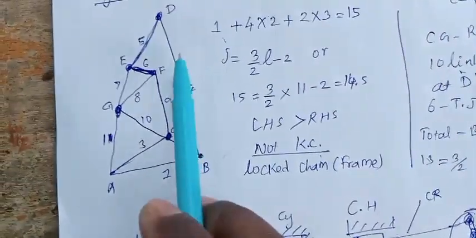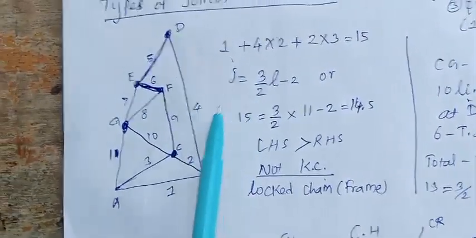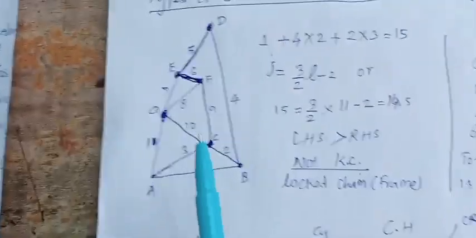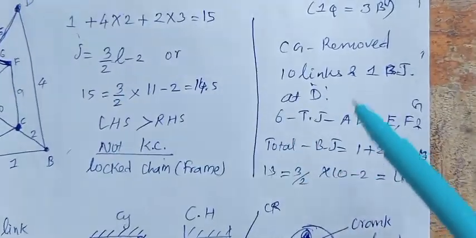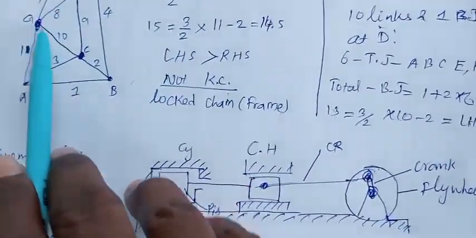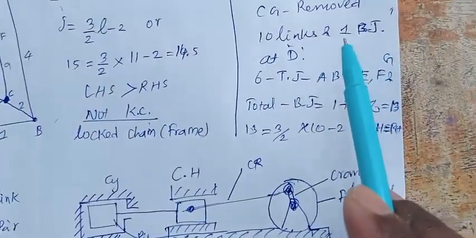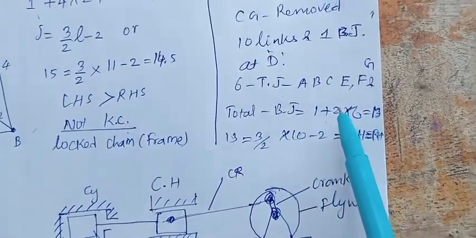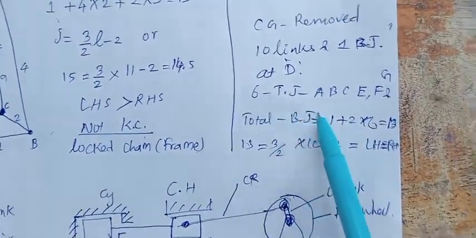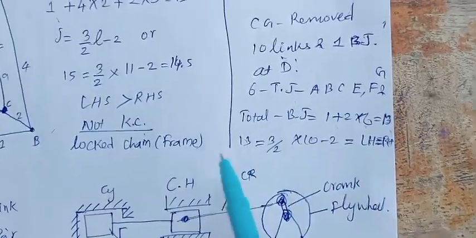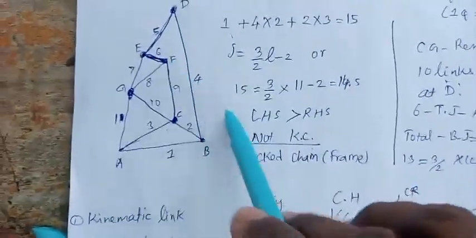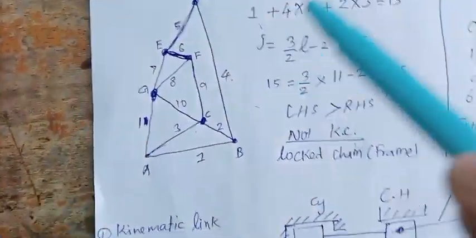Here you see the 4 binary joints and 2 quaternary joints. That is the idea, just you find out this. So in this case we have removed CG, the link CG is removed. Then we got 10 links and one binary joint at D. So total number of binary joints equal to 1 plus 2 into 6, that is 13. So the equation is left hand side equal to right hand side. So suppose the link CG is removed, then this structure comes to a mechanism.